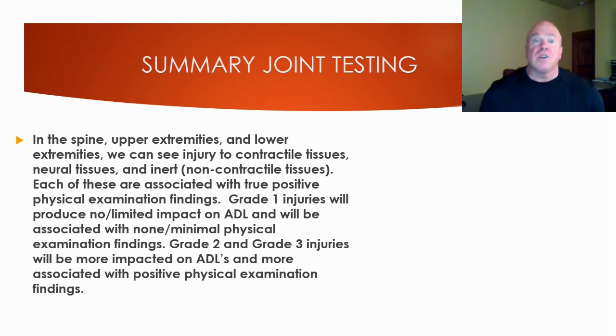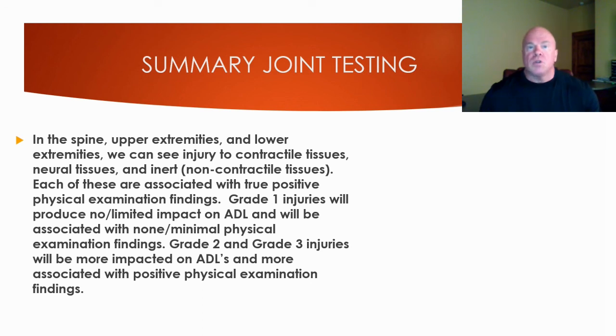So doctors, I hope this helps you. In the spine, in the upper extremities, and the lower extremities, we're going to see injuries potentially to contractile tissues, to nervous tissues, and to inert or non-contractile tissues. Each of these are going to be associated with their own true positive physical examination findings.